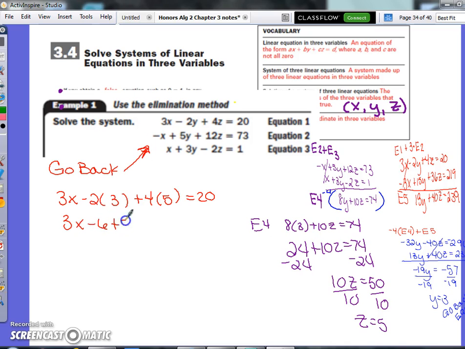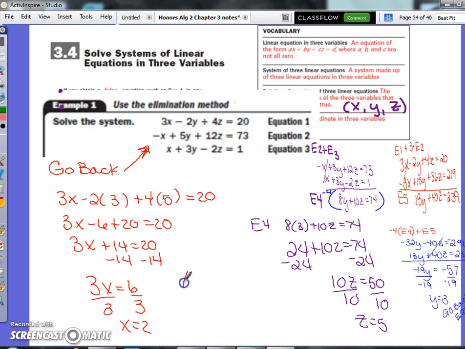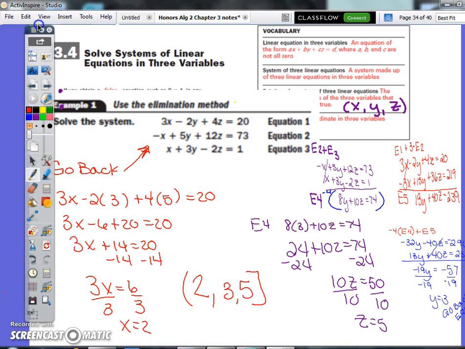3x minus 6 plus 20 equals 20. 3x plus 14 equals 20. Minus 14, so 3x equals 6. Divide by 3. x equals 2. So that means our solution is 2, 3, 5. That's like an ordered triple. It's called an ordered triplet, friend.